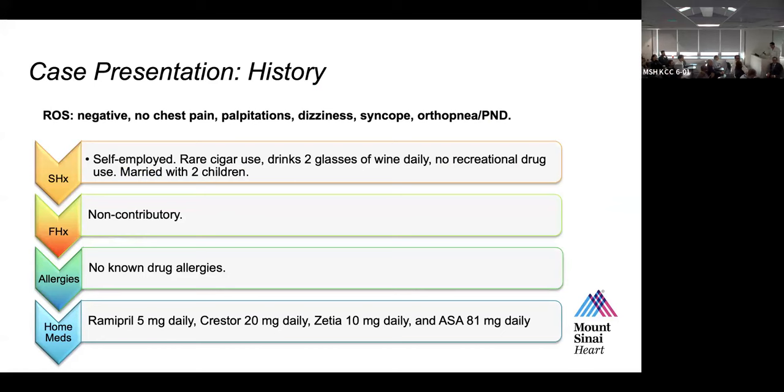All right, great. A little bit more about the patient's history. Review of systems during that office visit was negative: no chest pain, palpitations, dizziness, syncope, orthopnea, or PND. In terms of social history, the patient is self-employed, rare cigar use, drinks 2 glasses of wine daily, no recreational drug use, and he's married with 2 children. Family history was completely non-contributory. No known drug allergies. In terms of home meds, the patient was on Ramipril, Crestor, Zetia, and aspirin.